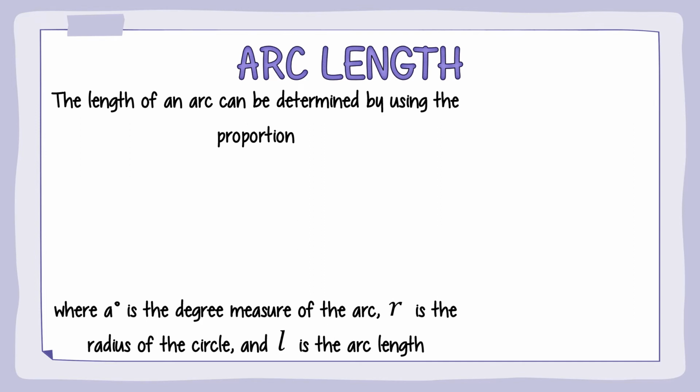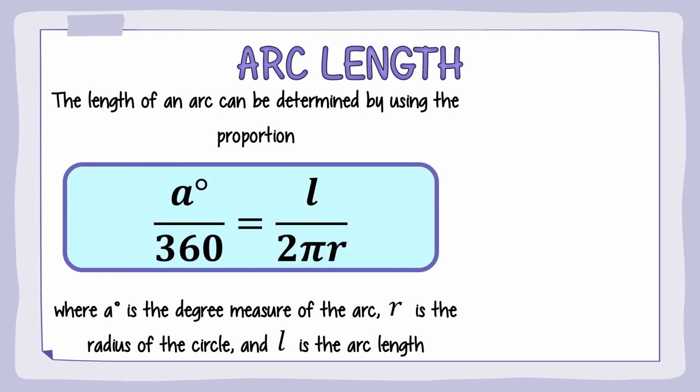Now, we can actually measure the arc length. The length of an arc can be determined by the following proportion. The degree of the intersected arc divided by 360 is equal to the arc length over 2 pi r, wherein A is the degree measure of the arc, r is the radius of the circle, and L is the arc length.